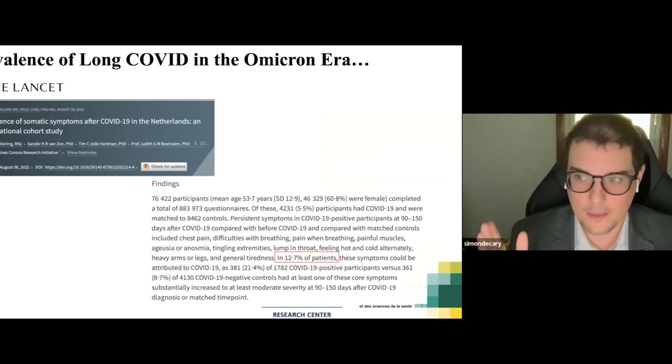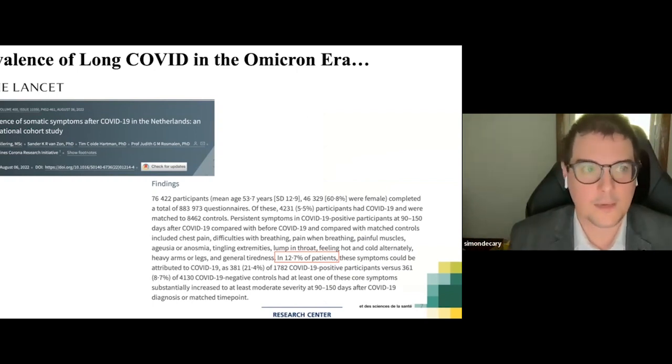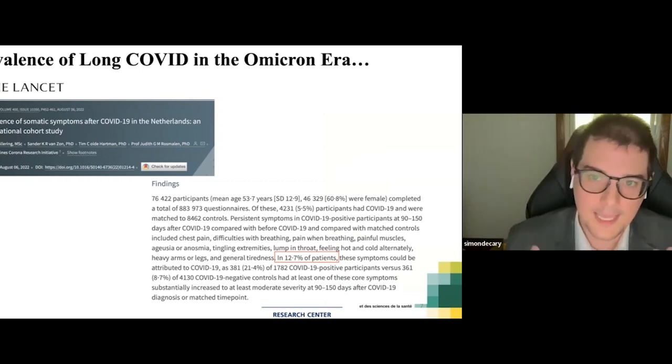We cannot talk about long COVID today without talking about the prevalence of long COVID in the Omicron era.